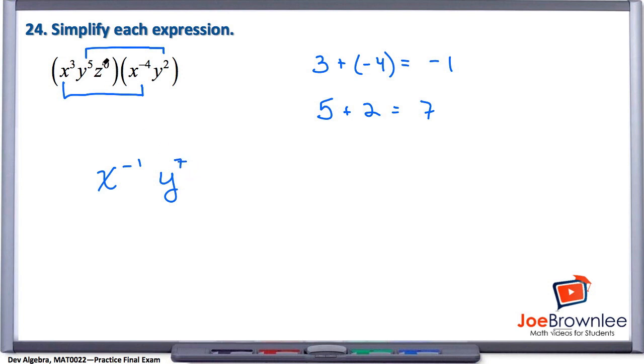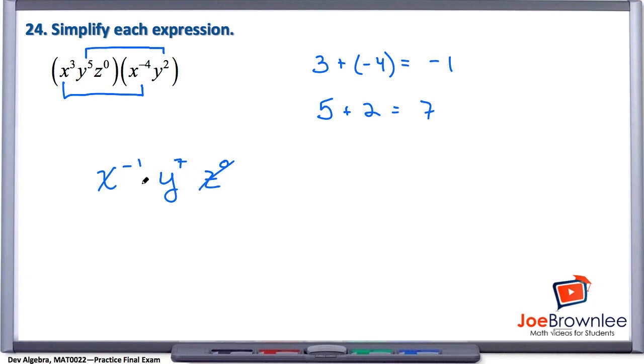And lastly, we have z to the 0 times, oh, well, there's no z in this expression, and so in this case, this z to the 0 comes down. But what is z to the 0? Well, remember, anything to the 0 power is just 1. And so in this case, we can go ahead and drop this z to the 0 because it really is 1. So this is 1 times x to the negative 1, y to the 7th. And multiplying something by 1 doesn't change the value of that thing, and so therefore we can go ahead and drop z to the 0.